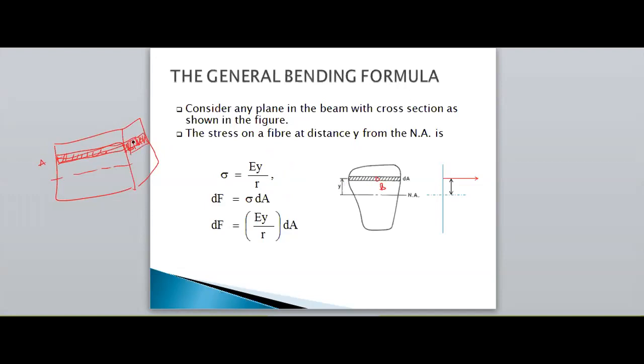So now the stress in this layer we have found. Therefore, it is nothing but E into Y by R is the stress. So this is the stress sigma on the layer AB. So now I am converting this sigma into force. Therefore, force is equal to stress into area. So what is the area of the fiber? The area of the fiber is dA.